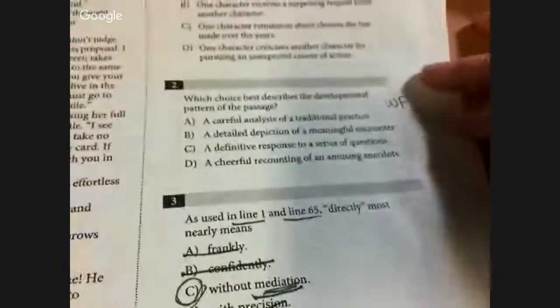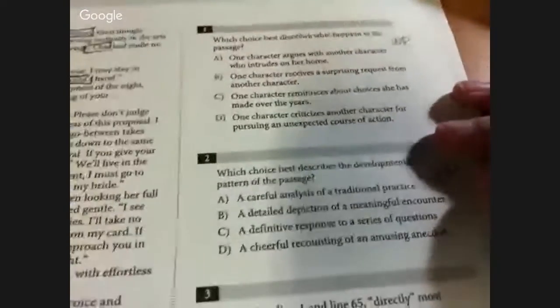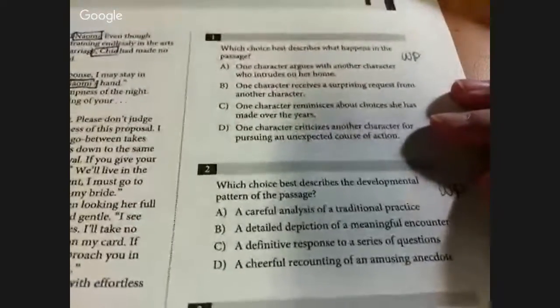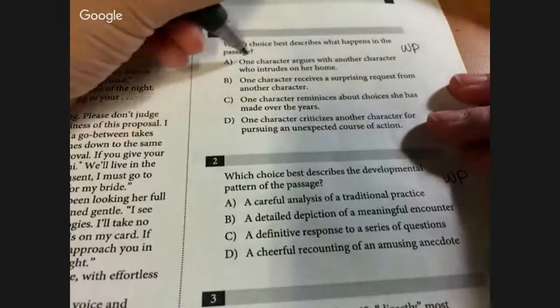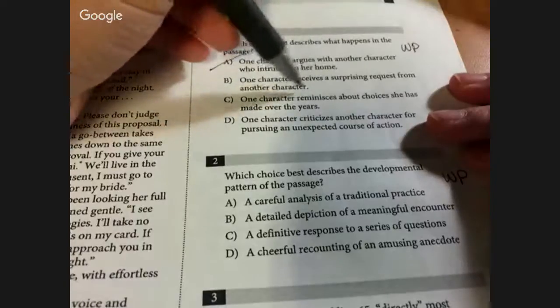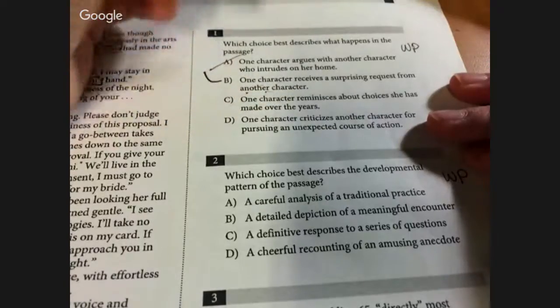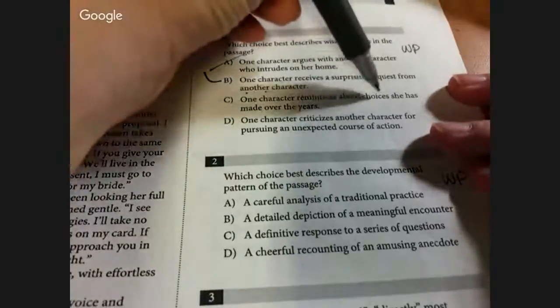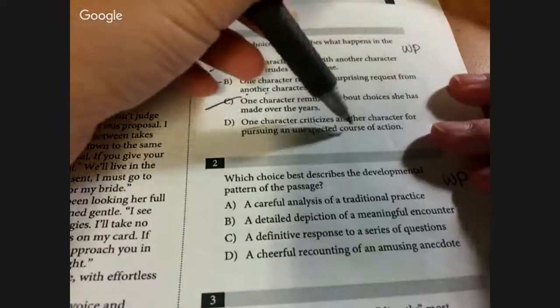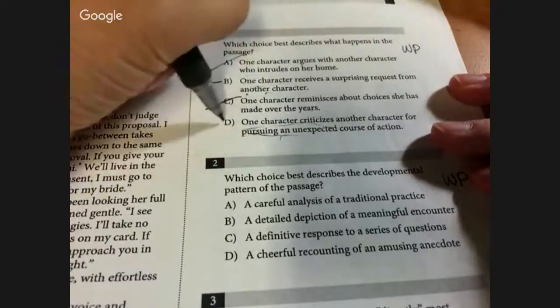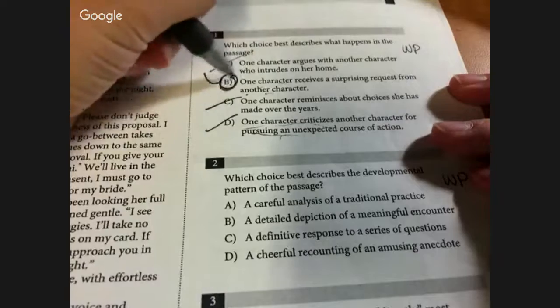So now we can go back and answer the whole passage questions. Which choice best describes what happens in the passage? One character argues with another character who intrudes on her home. That doesn't happen. One character receives a surprising request from another character. Now that's what happened. One character reminisces about choices she has made over the years. This never happens. One character criticizes another character for pursuing an unexpected course of action. This also does not happen. So that must be the right answer.